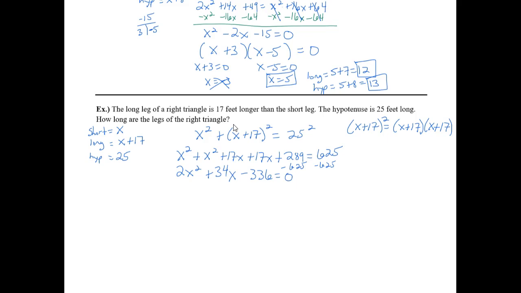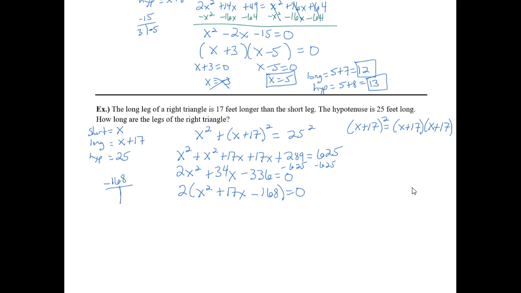To make my life easier, because this is a pretty large number here, I'm going to start with the GCF. They're all even terms. They all have even coefficients, so I can factor out a 2. I'd be left with x squared plus 17x minus 168. So now I'm looking for factors of negative 168 that will add up to a positive 17.